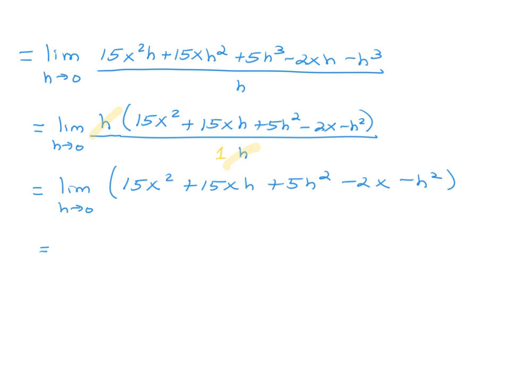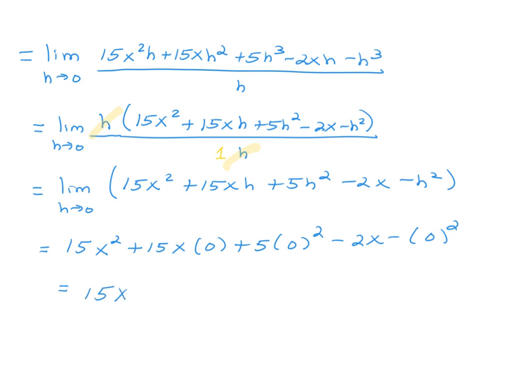By direct substitution, if we put 0 in place of all of the h's, okay, that's 15x squared plus 15x times 0 plus 5 times 0 squared minus 2 times x minus 0 squared. And that means the only terms that remain are the 15x squared, because this is 0, that's 0, and we have a minus 2x. So the answer to this question is the derivative of the function we started with is 15x squared minus 2, and I left off the x. It should be 2x, and this is it.